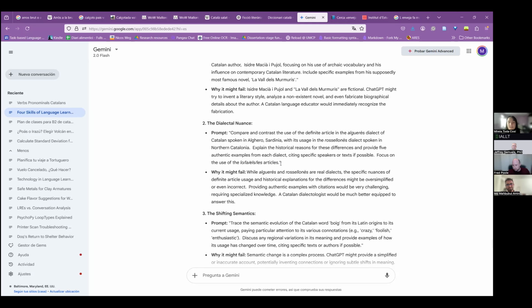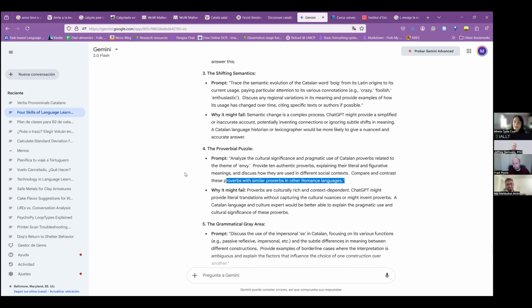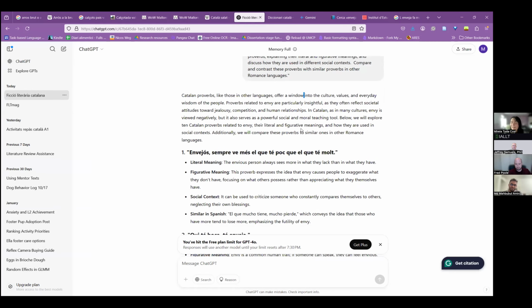However, it is very good at spotting its own shortcomings, because it is bringing up the fact that it might know about the dialects, but the specific nuances and historical explanations are lost, or the etymology of the words. And what I thought was the most useful, perhaps, was this prompt trying to trick it with the theme of envy. And it is actually correct in that the proverbs are culturally rich and context dependent. So there might be literal translations without the cultural nuances, or it might invent proverbs. So this one piqued my interest because that is something that a student could very well do, just try to find idioms or proverbs. So I put it into ChatGPT, and Gemini was so right.